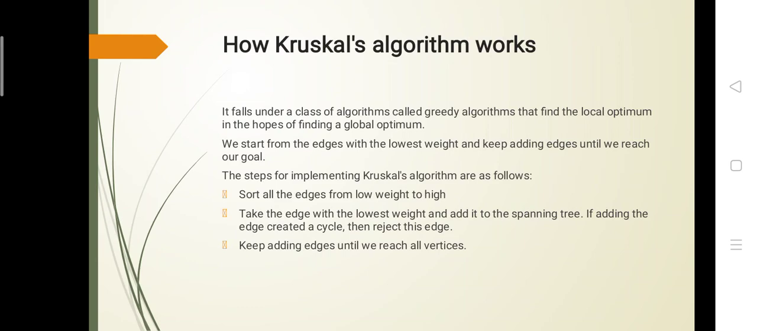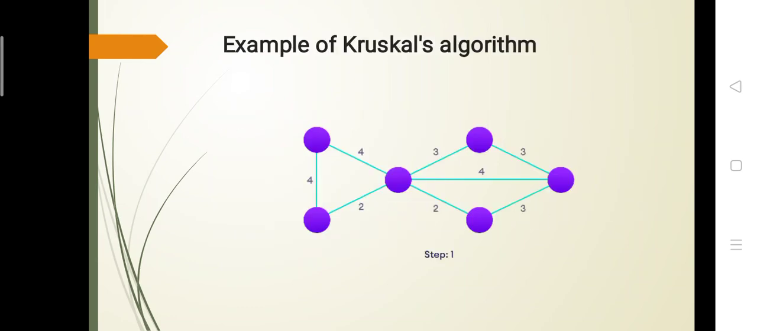यानी low से high में sort करता है. Take the edge with the lowest weight and add it to the spanning tree. If adding the edge creates a cycle, then reject the edge. यानी cycle create नहीं होने देता इसमें. Keep adding edges until we reach all vertices. इसकी भी कुछ ऐसे एग्जांपल्स हैं.